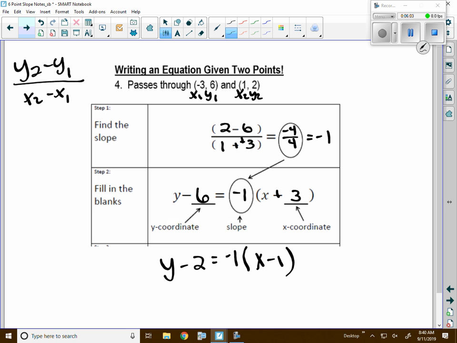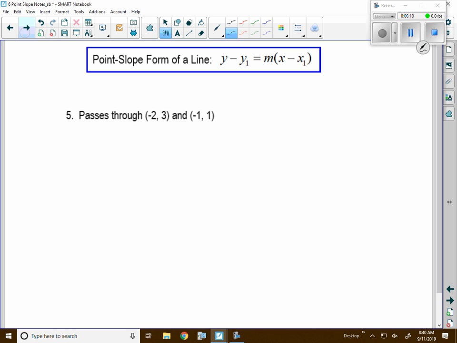You good? Okay, let me see to make sure. Good deal. Keep rolling. Now we're going to do it without any structure. First step, find the slope.